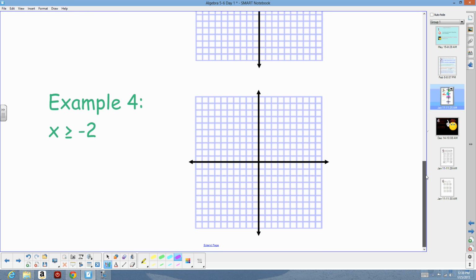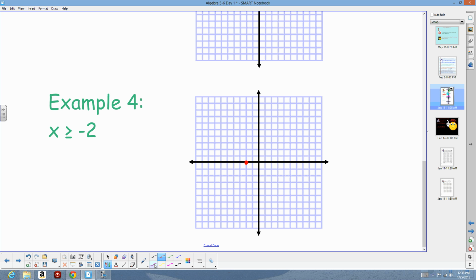Now in our last example, we have x is greater than or equal to negative 2. Since this one only has an x, instead of it being a horizontal line, it's going to be a vertical line, and it's going to go through the x-axis at negative 2. Remember, when you only have an x or only have a y, it really looks the opposite of what you might initially think, because the x-axis is horizontal. It's not going to be a horizontal line, it's going to be a vertical line going through the x-axis at negative 2.